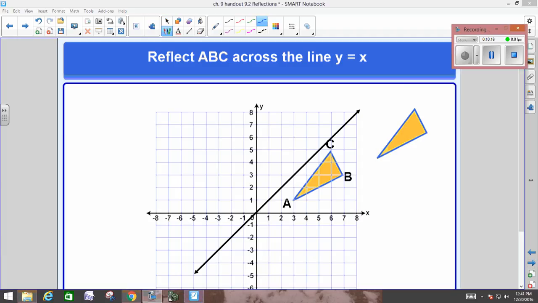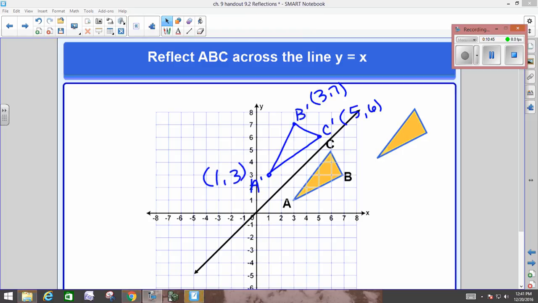What'd you get for the ordered pair for your A prime? Okay, what'd you get for your B prime? What did you get for your C prime? Good, those are correct. C prime was at 5, 6, B prime 3, 7, and A prime you said 1, 3, right?